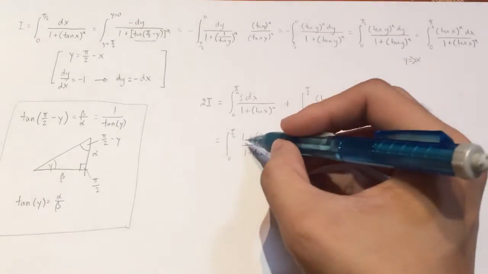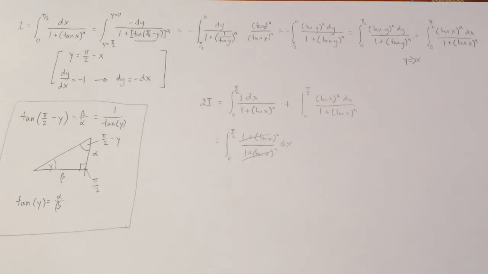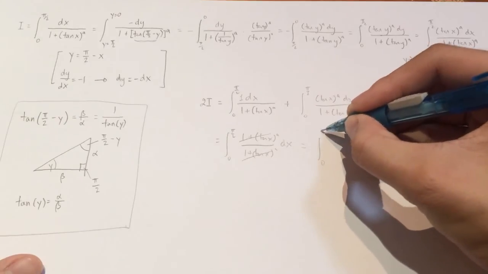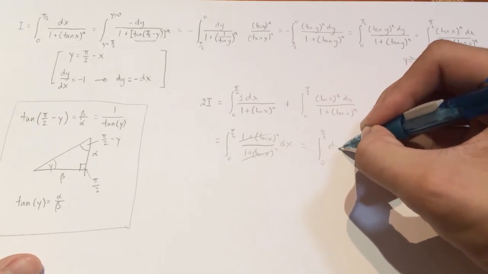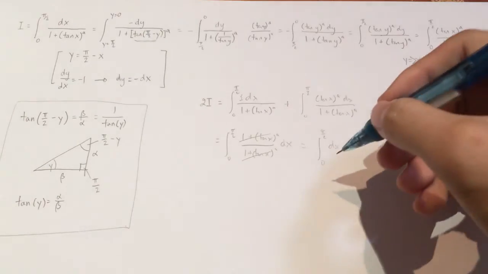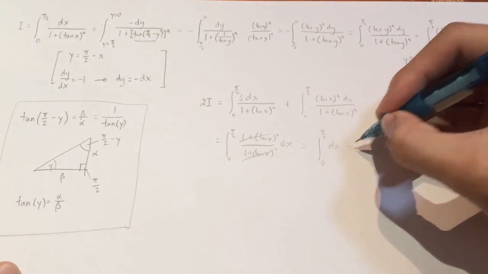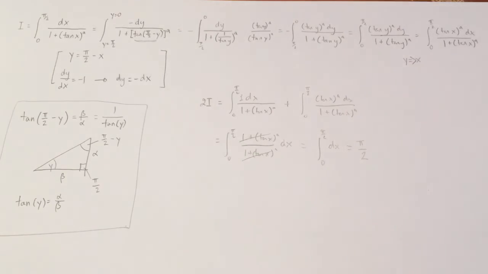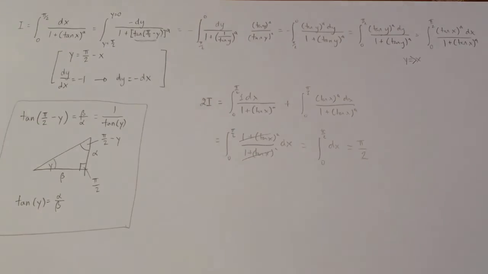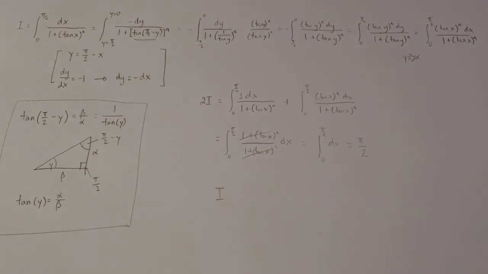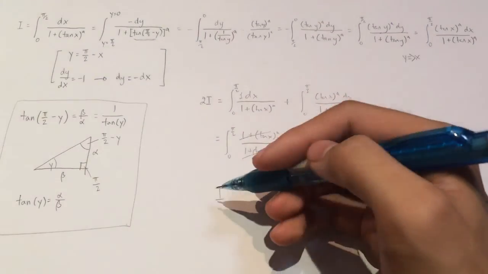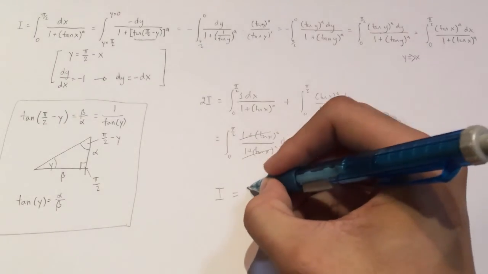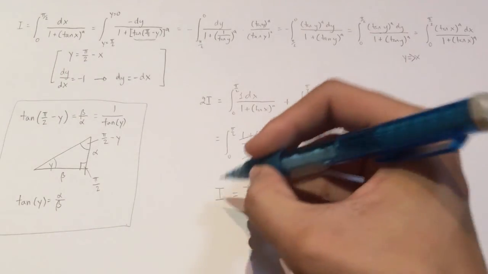And then the trick here is that these two in fact cancel out, because it's the same at the top and at the bottom. So this becomes simply the integral of 1 dx from 0 to pi over 2, which is easily verifiable to be pi over 2. But remember that pi over 2 is 2I, or 2 times the original integral that we're interested in, which means that the integral we are interested in, I, will equal pi over 2 divided by 2, which equals pi over 4.